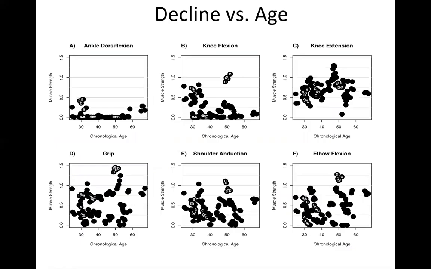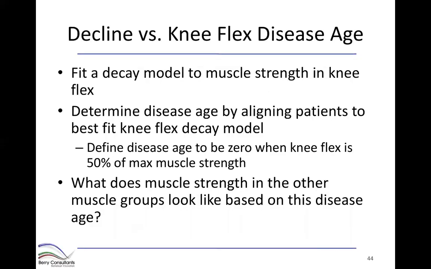Here I have plotted, for all 6 of these muscle groups, all of the natural history data: muscle strength as a function of chronological age. And really, if you can't see anything here, that's the point. The only muscle that we can really see progression on is knee flexion. That kind of looks like there's some sort of clear decline as a function of chronological age. But across the board, no clear picture of clinical progression as a function of cognitive age or chronological age.